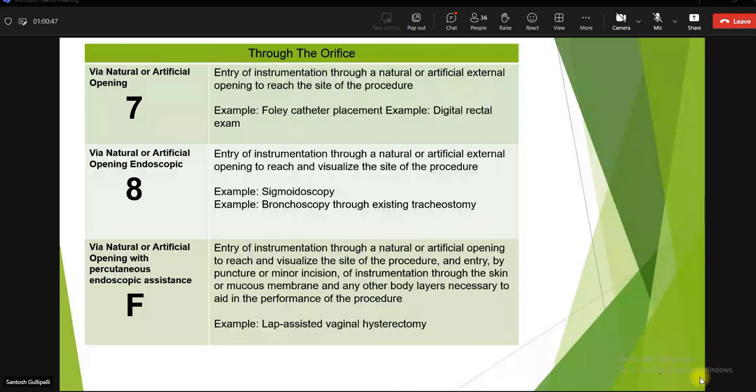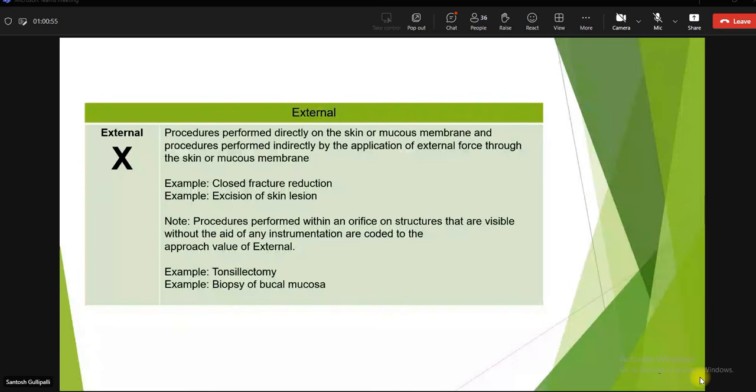Okay, so external approach, that is, outside. Without incision, if we perform any procedure, that is external approach, like closed fracture reduction, laceration repairs, tonsillectomy. Okay, so this is also a very important question, guys.